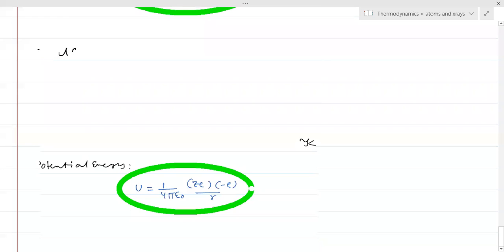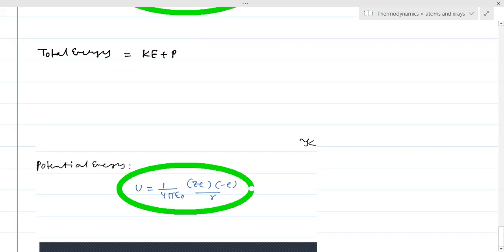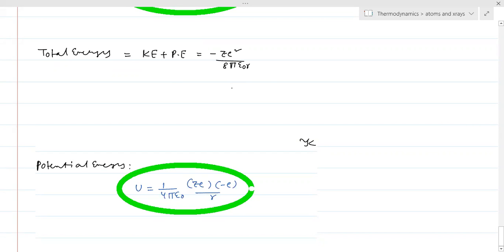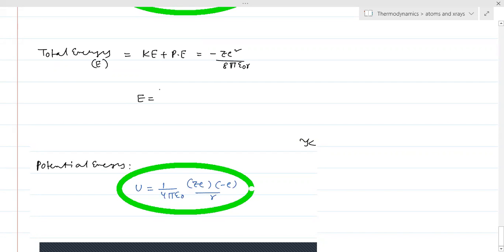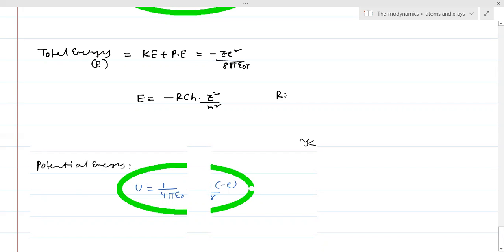Next, I'm taking total energy. Total energy equals kinetic energy plus potential energy. By combining these two, we get minus Z e square by 8 pi epsilon naught r. Again, after taking the value of r, finally we get E, as we call the total energy E. This is very important: minus RCh into Z square by n square, where R is the Rydberg constant.